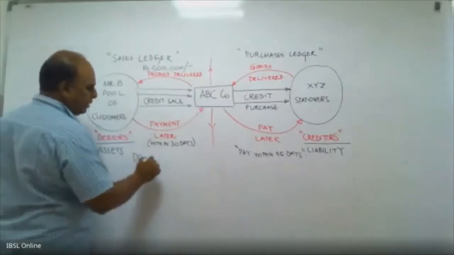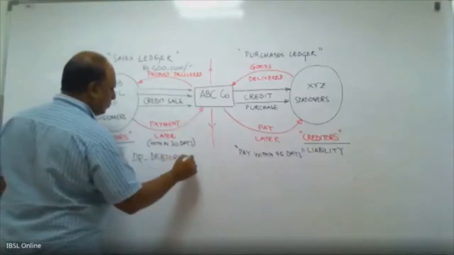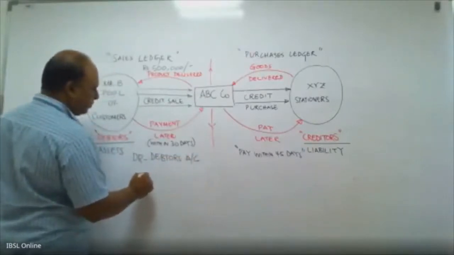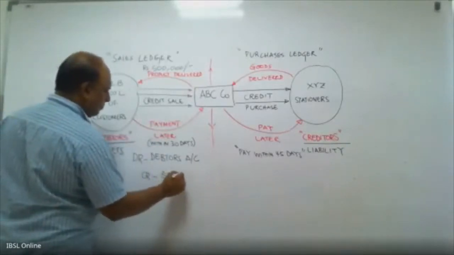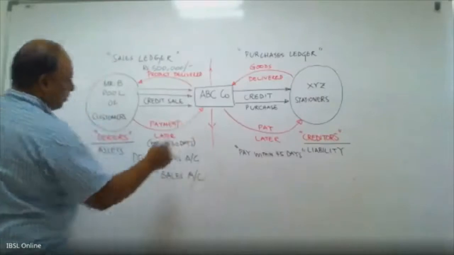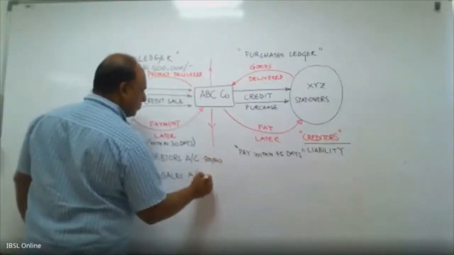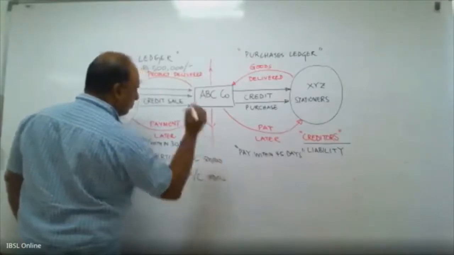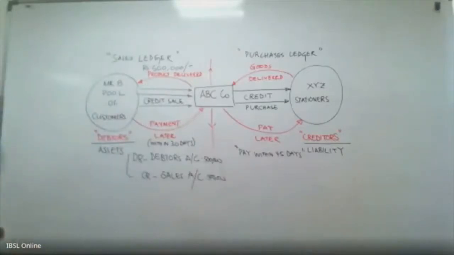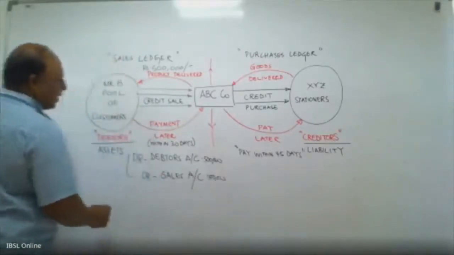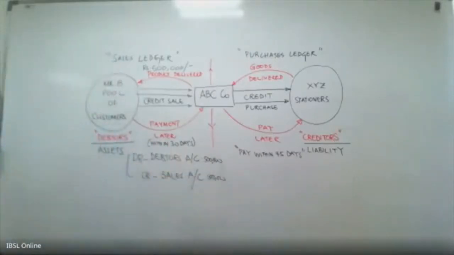Debit, debtors, credit, sales. Okay, and the amount will be 500,000. Now this is your journal. And for this journal, you will have a description also saying that being the sales made during the month of January or whatever.